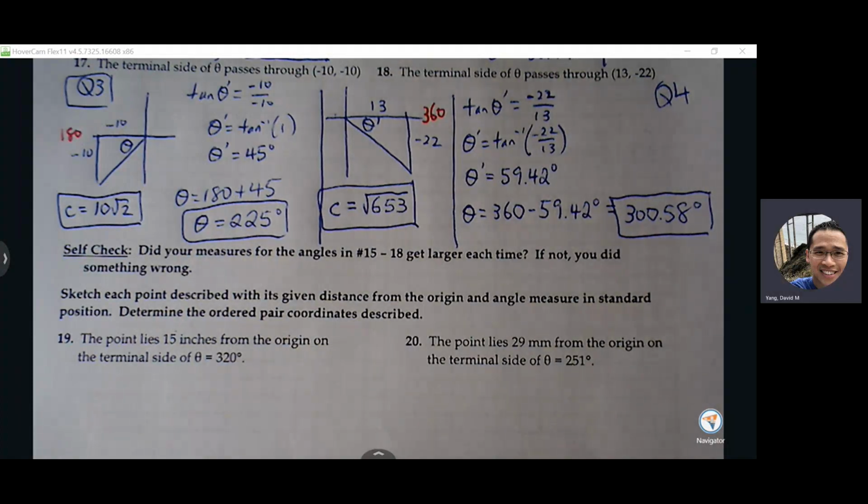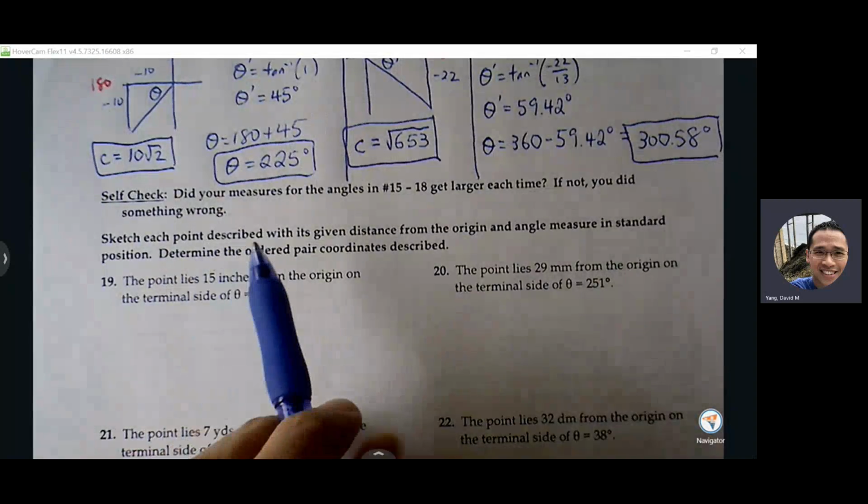Okay, 19 through 22, same idea. It's just that we're going the other direction, where instead of providing you the X and Y value, it's providing you the hypotenuse and the theta measure, and you're just working backwards using trig to help you solve for X and Y.